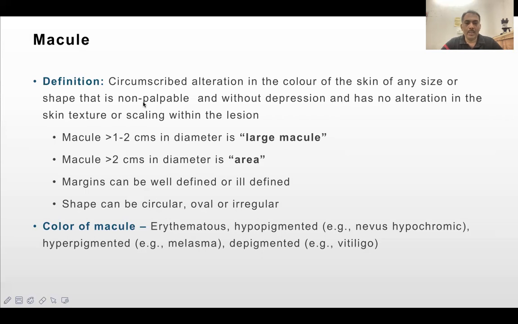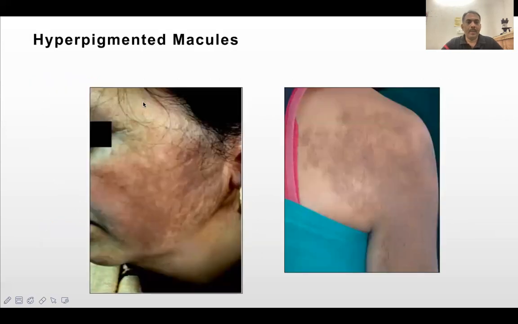It can be of different colors, such as erythematous, hyperpigmented, which is seen in melasma, and depigmented, which is total loss of skin color, and this is seen in vitiligo. So this is an example of a hyperpigmented macular lesion, which is an example of melasma.